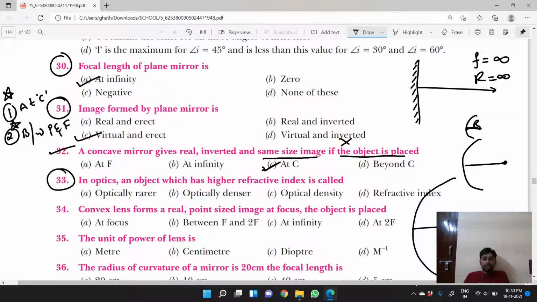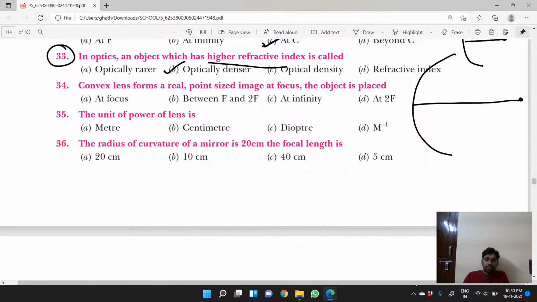Next, question 33. In optics, an object that has higher refractive index is called optically denser. Now I told you the glass and air concept, same thing only.